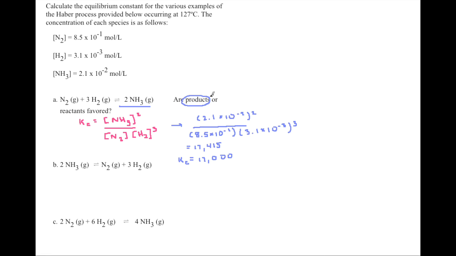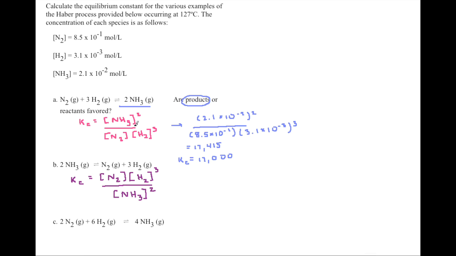Right? Now let's actually see how I can manipulate this Haber process reaction, and what I need to do in order to calculate my equilibrium constant as a result. So if you look at B, what you should notice is that this reaction right here is just the exact opposite of the reaction I had above. So my Kc for this is going to be equal to the concentration of N2, because that's now my product, times the concentration of H2, that's going to be cubed, all over the concentration of NH3, and that is going to be squared.